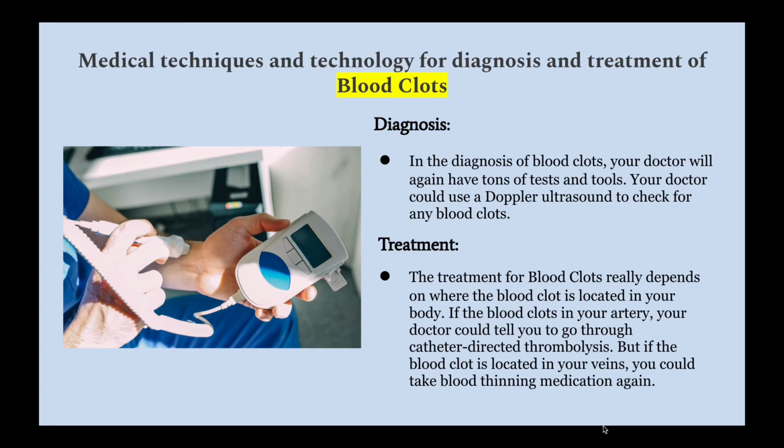So for the medical diagnosis of blood clots, your doctor will again have tons of tests and tools. Your doctor could use a Doppler ultrasound to check for any blood clots. For the treatment of blood clots, this just depends on where the blood clot is located in your body. If the blood clot is in your artery, your doctor could tell you to go through a procedure called catheter-directed thrombolysis. But if the blood clot is located in your veins, you could take blood thinning medication again.